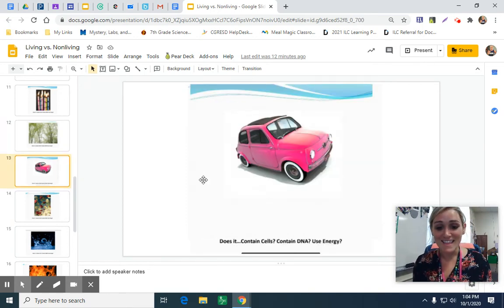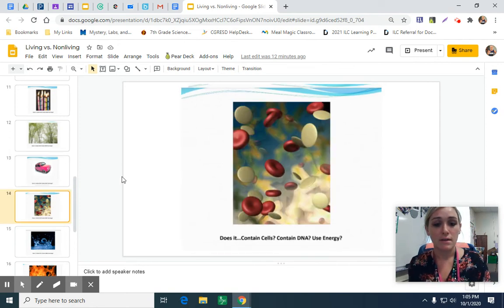Absolutely. It takes energy from the sunlight, goes through photosynthesis, and creates its own food. All right, so then, a car. Does this car contain cells? Nope. Does it contain DNA? Nope. Does it use energy? Yes, it does. It uses gasoline as fuel, but it doesn't qualify under the other conditions, so it is non-living.